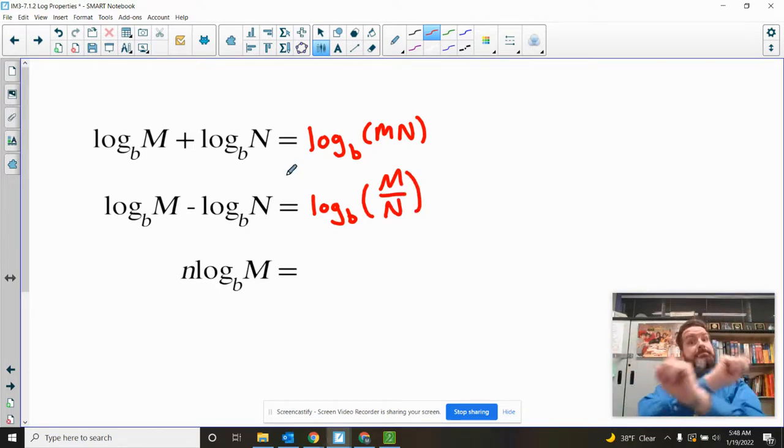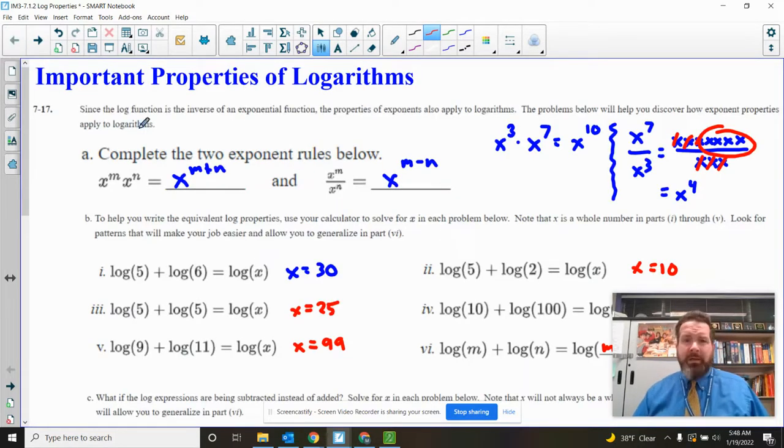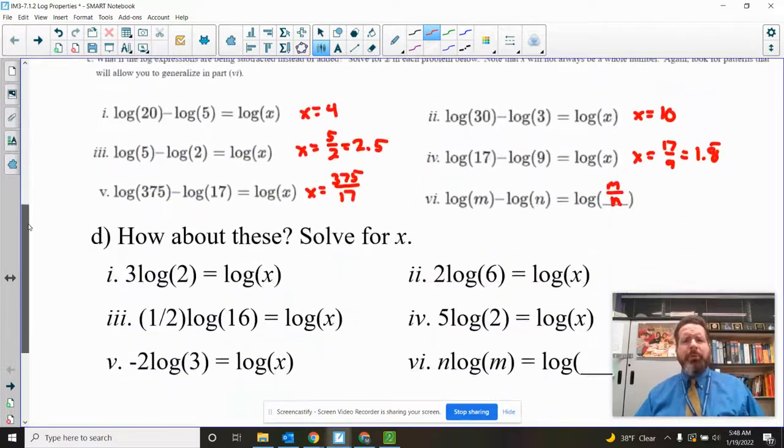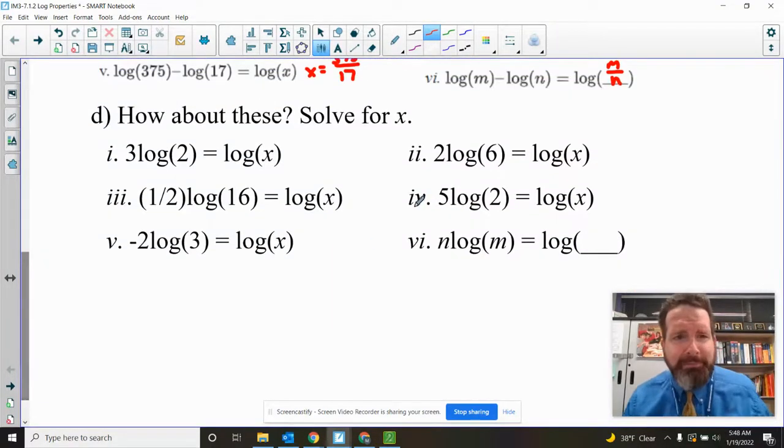Now, by the way, it works both ways. So if you start with a log that's got a division in it, you can split it into 2 separate logs that have a minus in between them. If you've got a log that has 2 things multiplied together inside, you can split it into 2 separate logs and put a plus between them. We'll take advantage of that a little later on. So that comes from here, the idea that division leads to subtraction of exponents. There's one more we're going to look at, and that's this one down here.